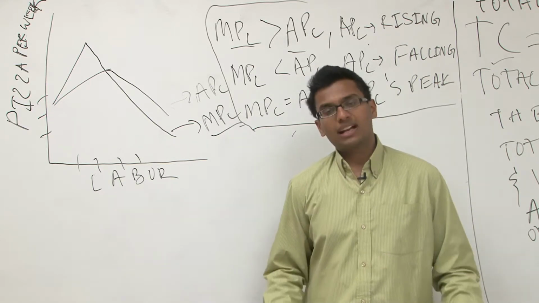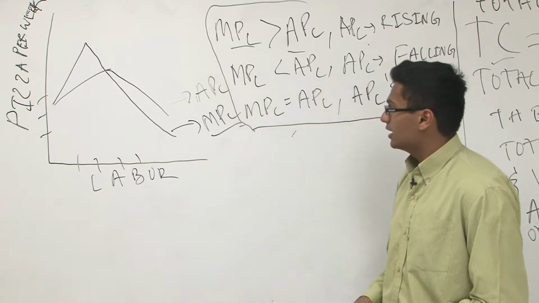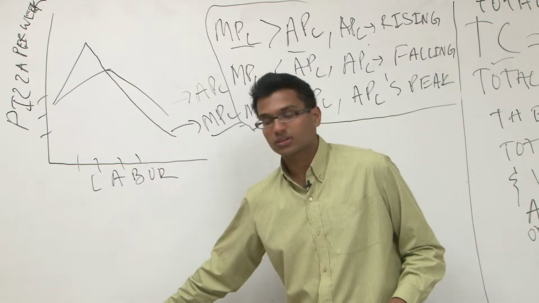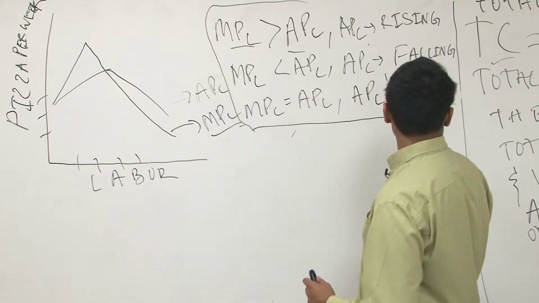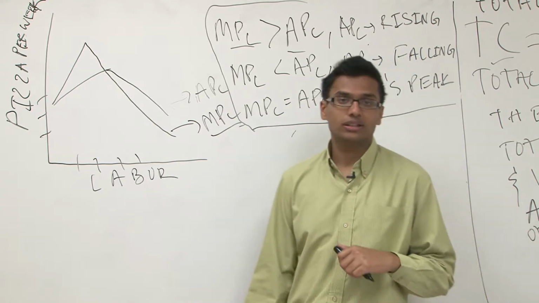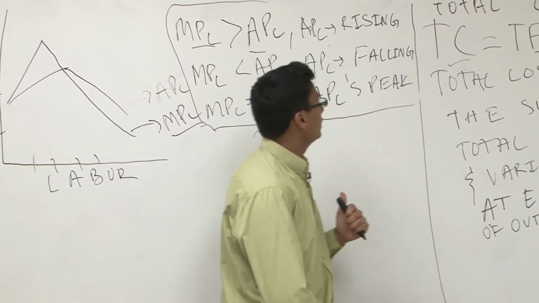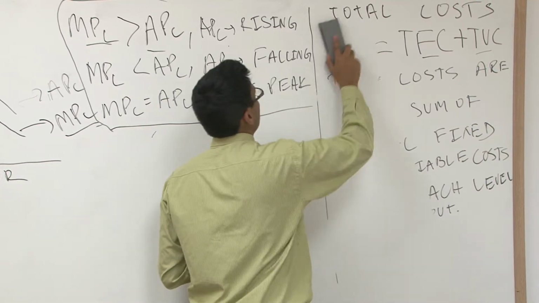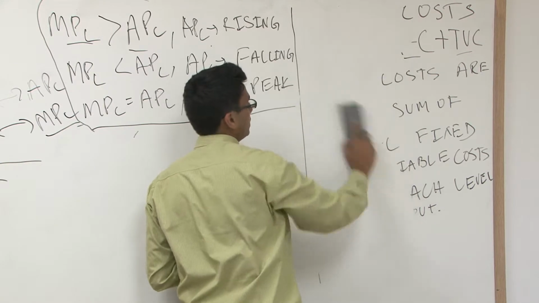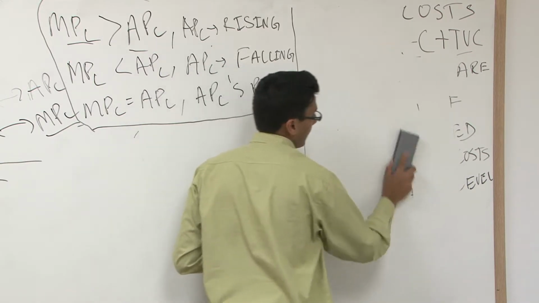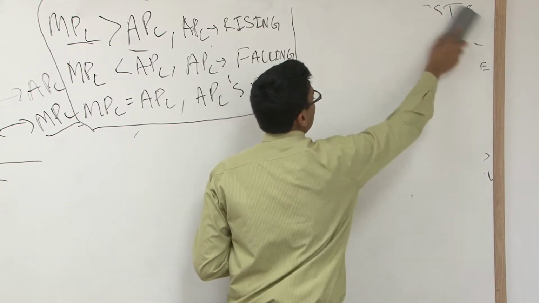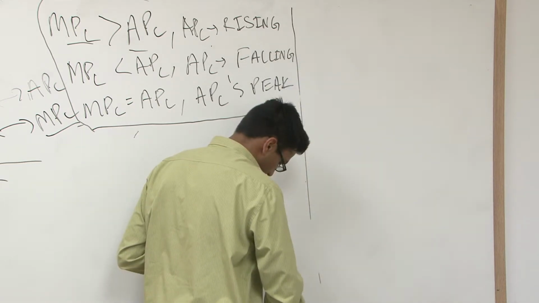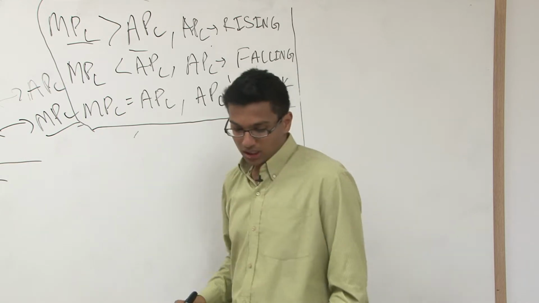So the second graph I want you to know is going to show you the total fixed cost, total variable cost, and total costs. Let me go ahead and use that side of the board so that you can see this graph, and let me erase this part so that we graph TFC, TVC, and TC. So how do we graph these costs?